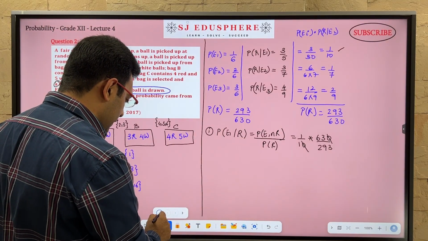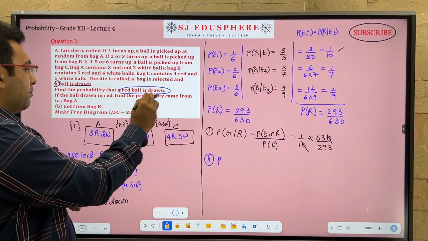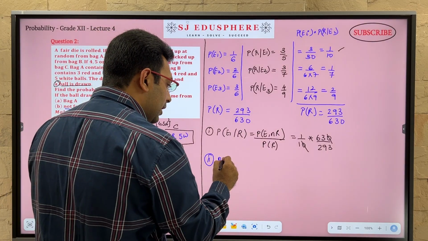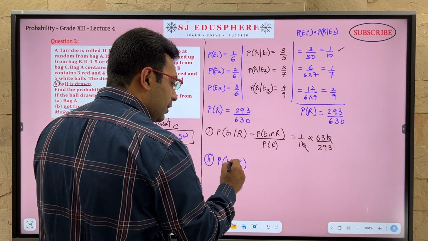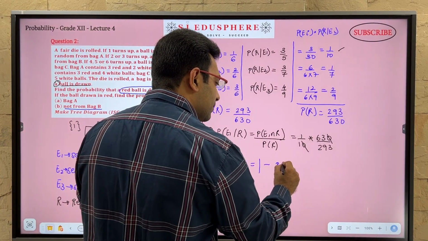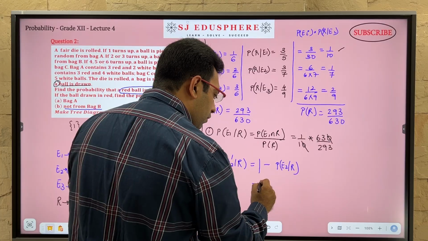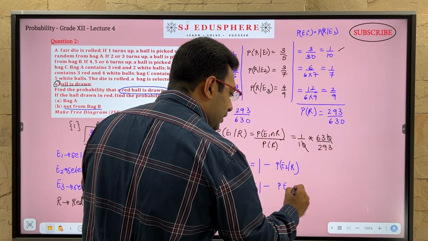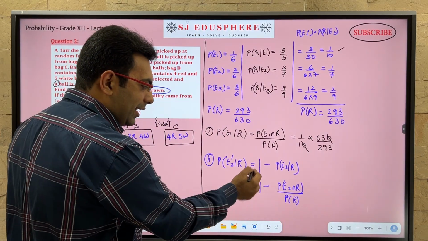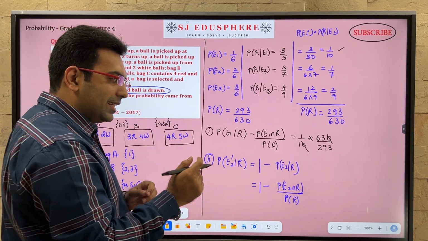Next, I say the probability, given that the ball is red, it did not come from bag B. That means given that the ball is red, it did not come from bag 2. That is 1 minus E2 given R. That becomes 1 minus probability E2 intersection R upon probability R. I have a tendency of writing the one bigger to avoid my denominator getting extended and having a silly mistake.